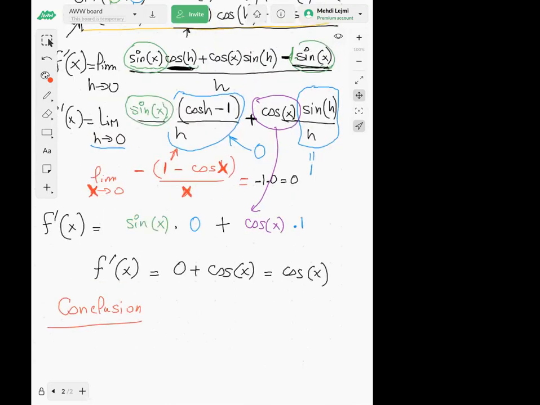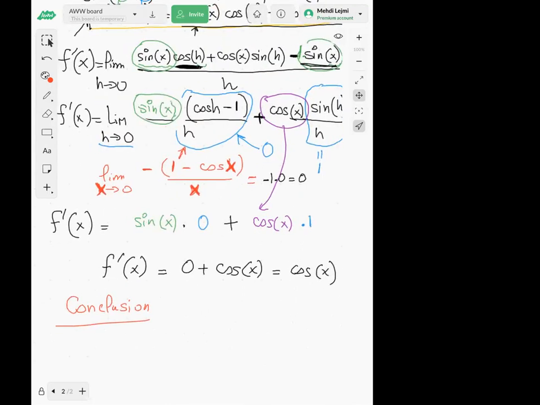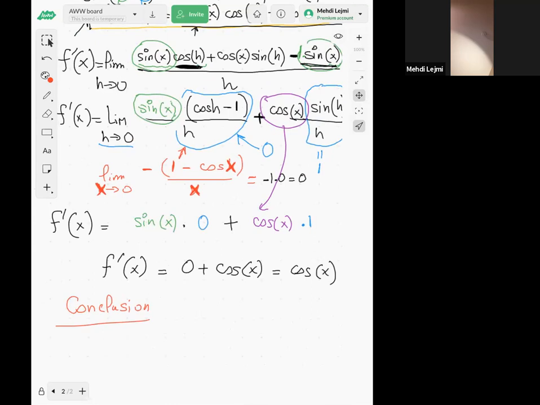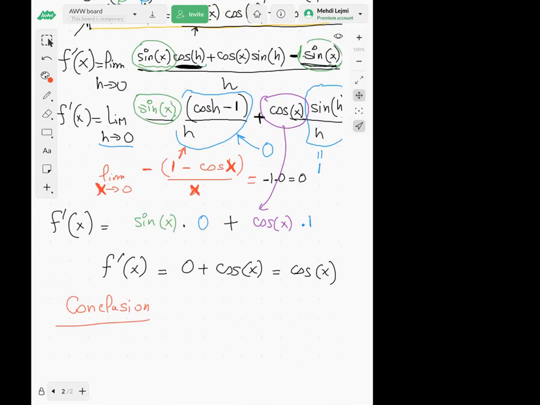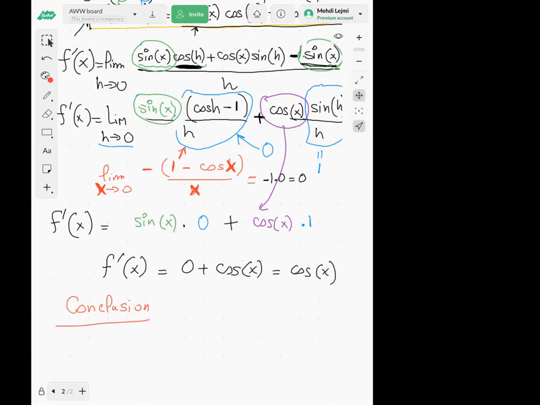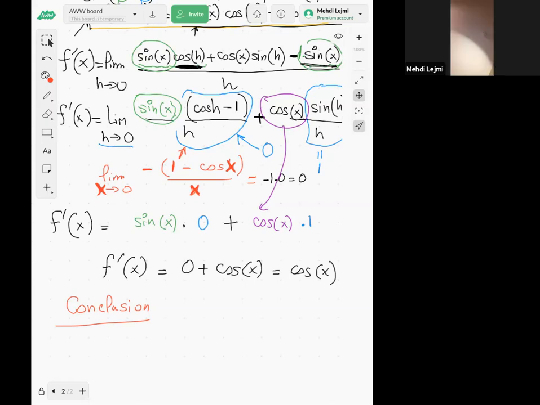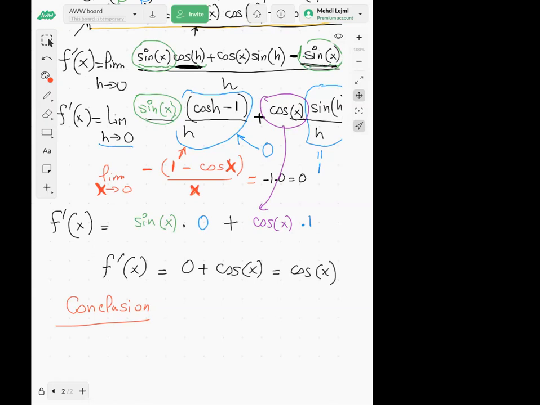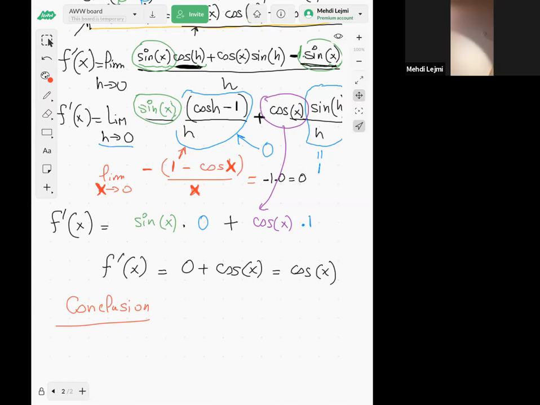So if we have a limit when x goes to 0 of cosine of x minus 1 over x, we can deduce automatically it is equal to 0. We don't need to multiply by minus 1, you can just say it's 0. So yes, absolutely, we just proved that.